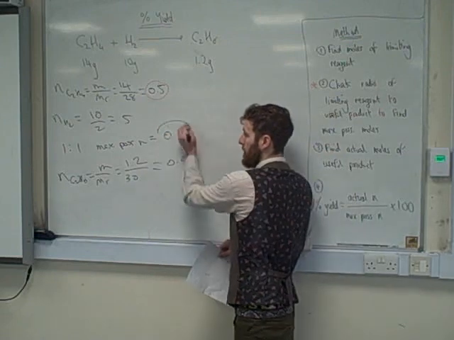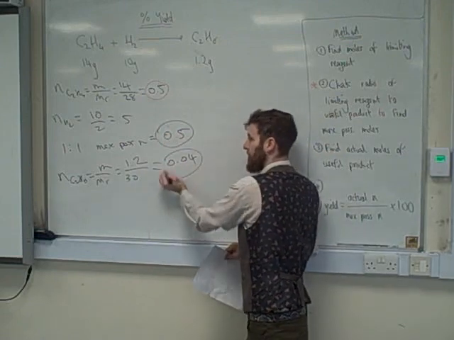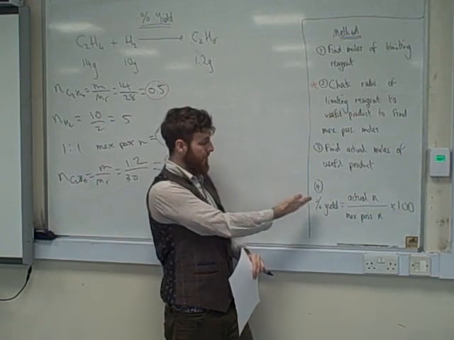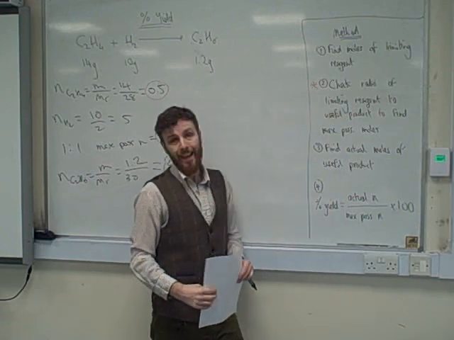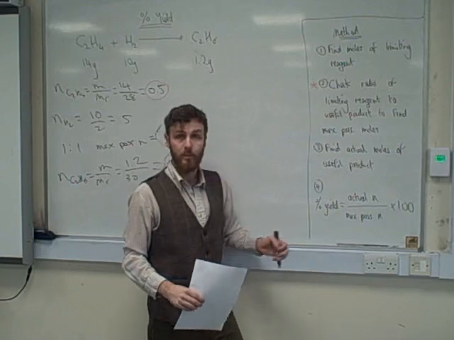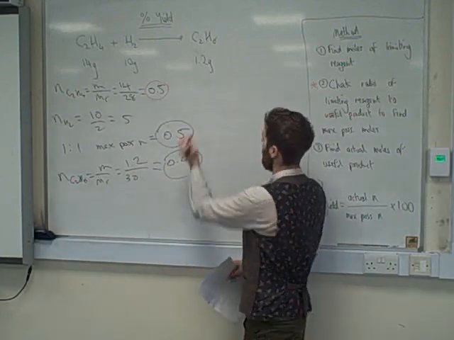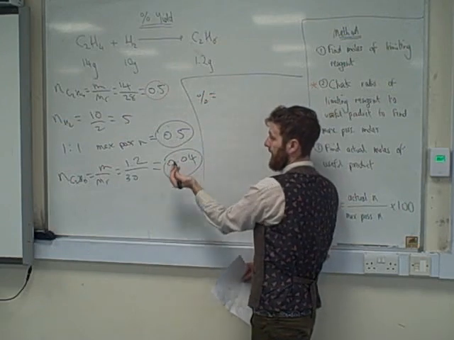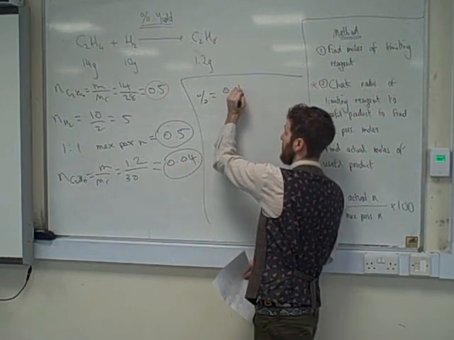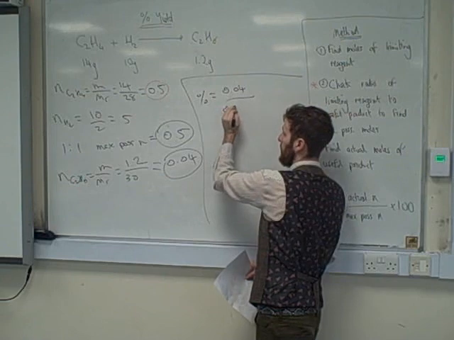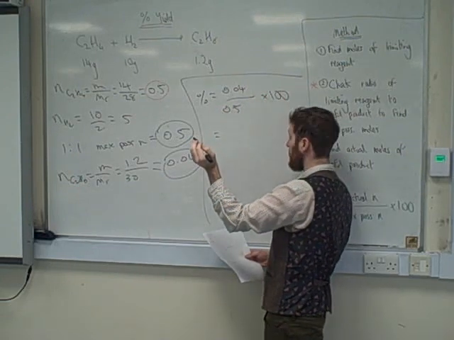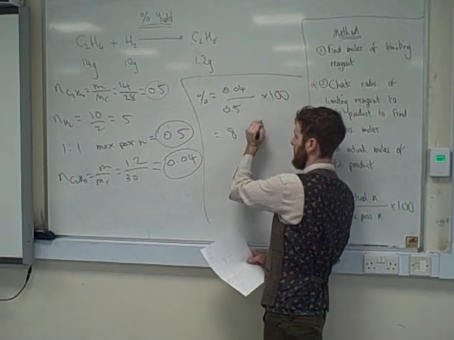So we've got our maximum possible and our actual moles. All we need to finally do is bang it in the equation, percentage yield equals actual over maximum possible times 100. So just do it here. So percentage yield is the actual over maximum possible times 100 to get it as a percentage, and that should come out as 8.00%.